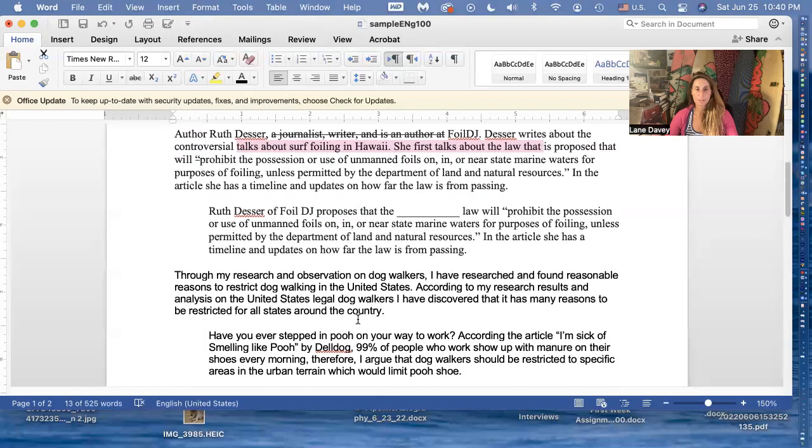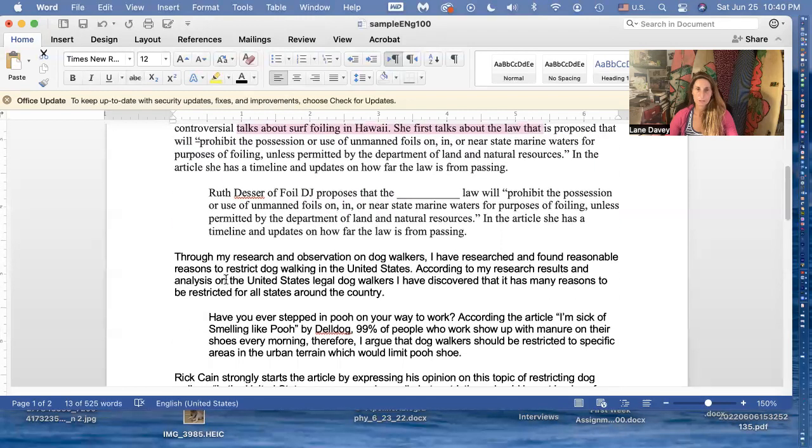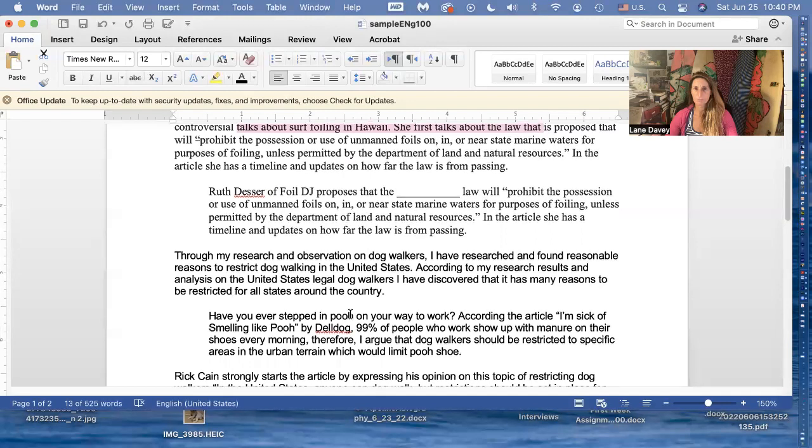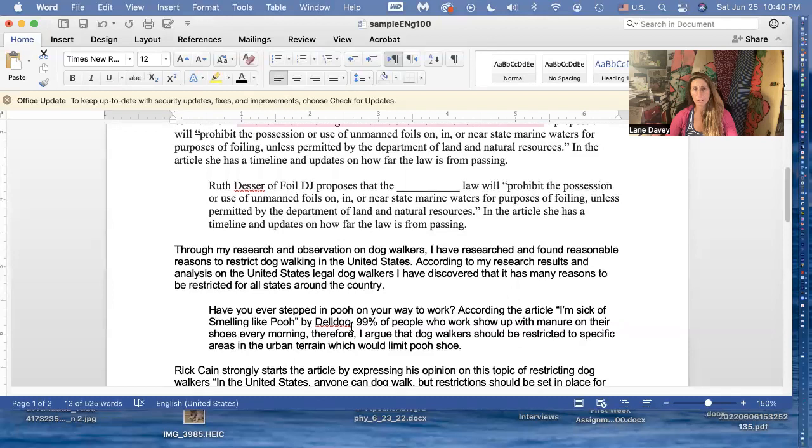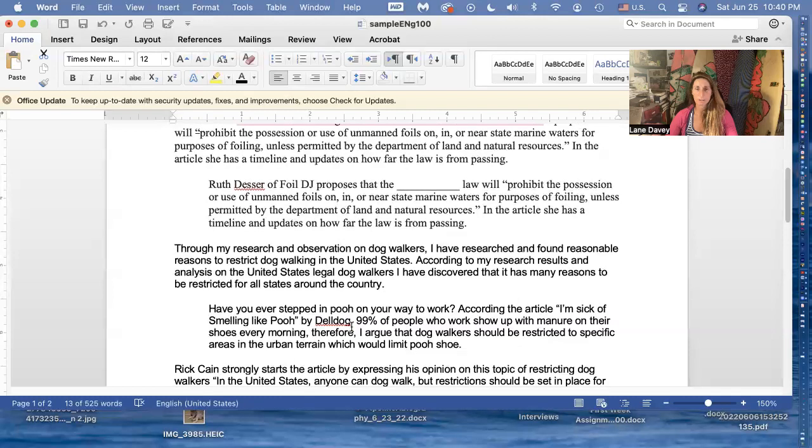All right, here's another example. Through my research and observation on dog walkers, I have researched and found reasonable reasons to restrict dog walking in the United States. According to my research results and analysis on the United States legal dog walkers, I have discovered that it has many reasons to be restricted for all states around the country. This tells us almost nothing. You've used 3 sentences here. All 3 sentences say the same thing, and they don't say much.